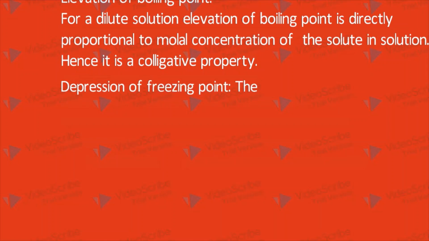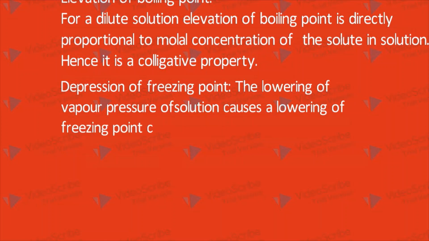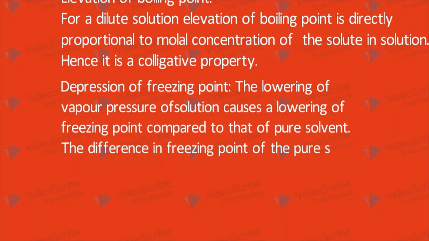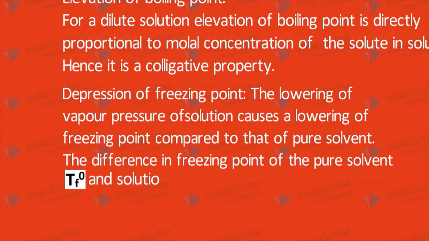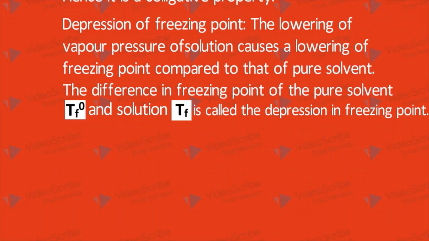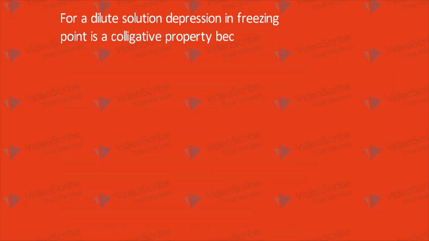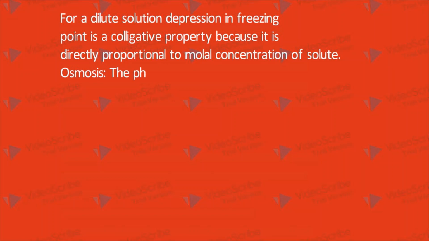Depression of freezing point. The lowering of vapor pressure of solution causes a lowering of freezing point compared to that of pure solvent. The difference in freezing point of the pure solvent TF0 and solution TF is called the depression of freezing point. Del T equals TF0 minus TF. For a dilute solution, depression in freezing point is a colligative property because it is directly proportional to molar concentration of solute.